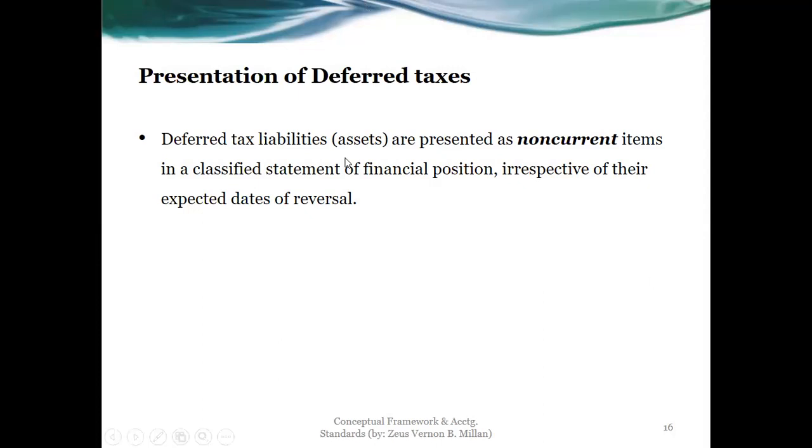As a rule, it is clear here in IAS or PAS 1 that deferred tax assets or liabilities, or the reverse, are always presented as non-current. Always as non-current in the classified statement of financial position, irrespective of their expected dates of reversal. So meaning even if they're going to reverse in 12 months or less, or normal operating cycle, whichever is longer, still they are to be presented as non-current. So that is a clear ruling there.